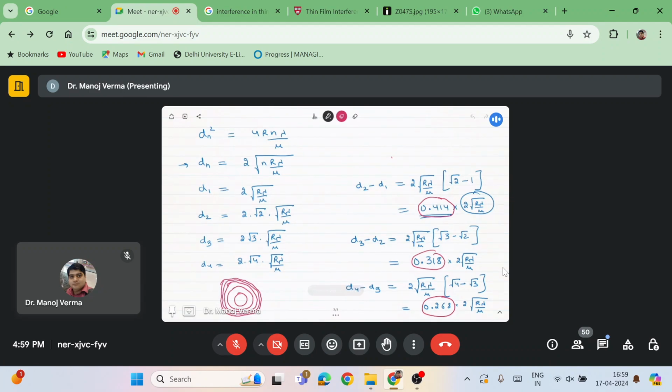Okay, so this is also asked. You have to use this relation, Dn square is equal to 4 r n lambda by mu. You have to insert the values of n, find the diameters of nth rings, and then show the differences. The thickness between these dark fringes will keep decreasing as n increases. The same happens with the bright rings also. So the dark rings as well as bright rings gradually become narrower as their radii increase, right.